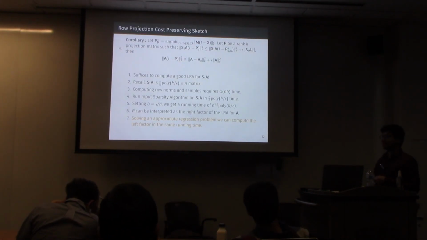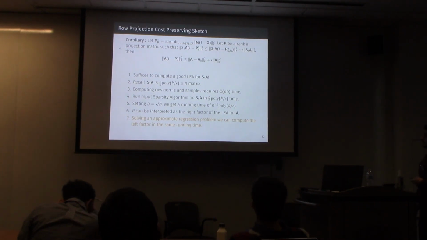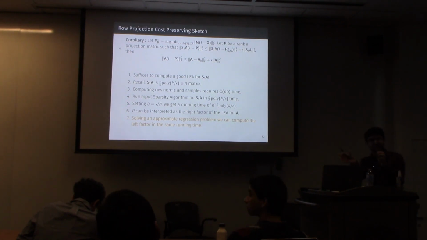The sketch, can you say something about its sparsity? No. This could be a dense matrix. Yeah. Just to be clear, AP is the low-rank approximation. So P is one factor of the low-rank approximation. You solve a regression problem to compute the left factor. P is the right factor. It is giving you the subspace.